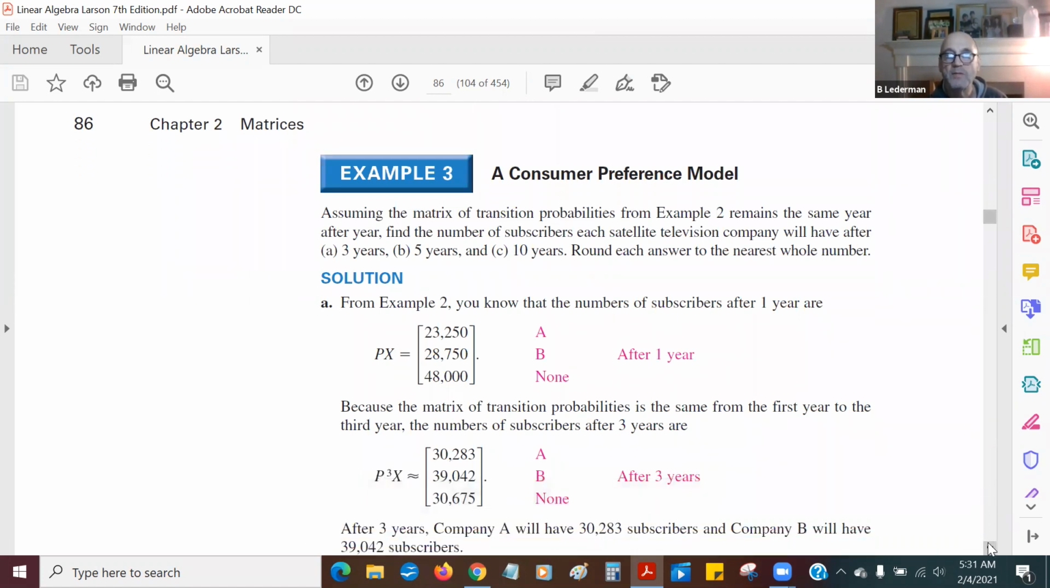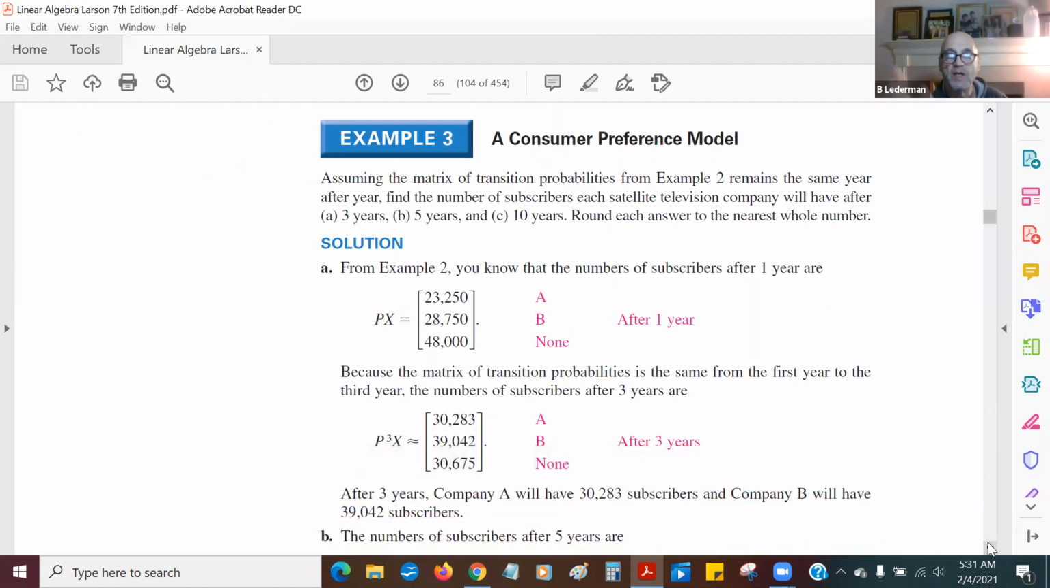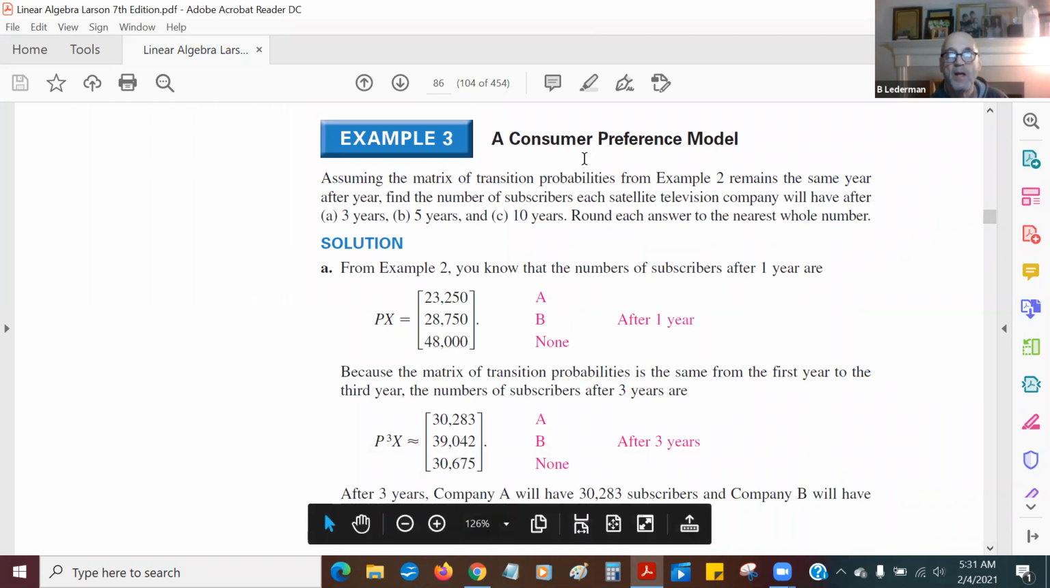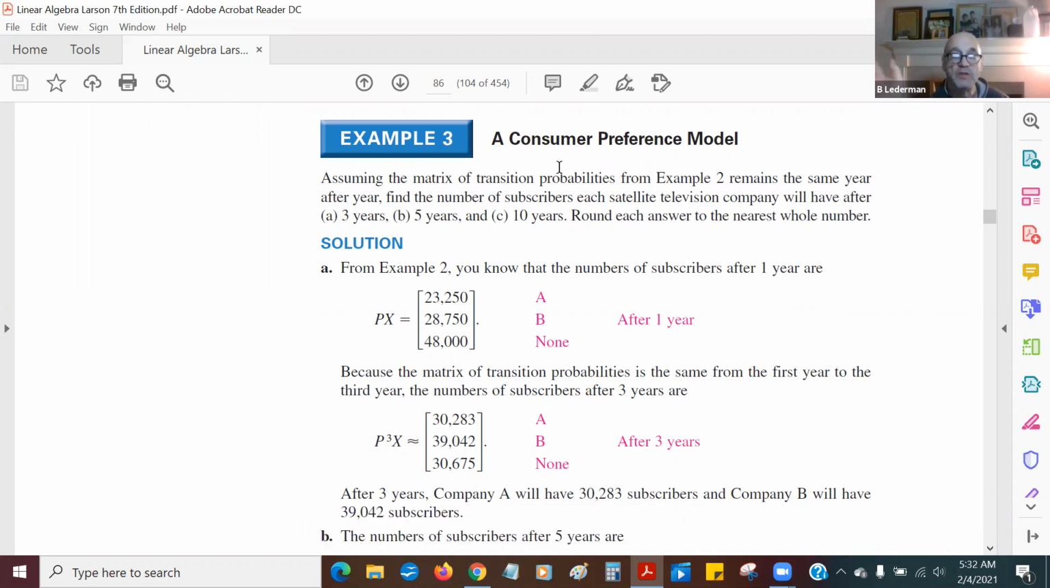Now, anyway, suppose we have the same two satellite companies. This is example 3 now, and we want to know how many people, if the trend continues, which of course is a big if.